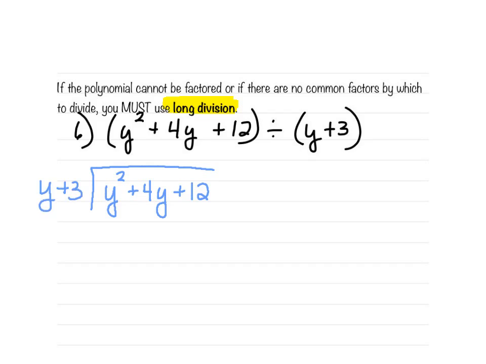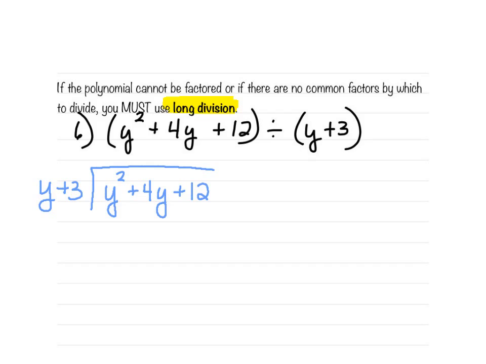All right, so the first thing that you have to look at is, do each of the terms in the dividend, which is what's inside the division box, have descending order of the exponents? So I have y squared, y to the first, and then a constant. And there aren't any exponents that are skipped. If there were, we'd have to take care of those first. But there aren't. So we don't need any placeholders.